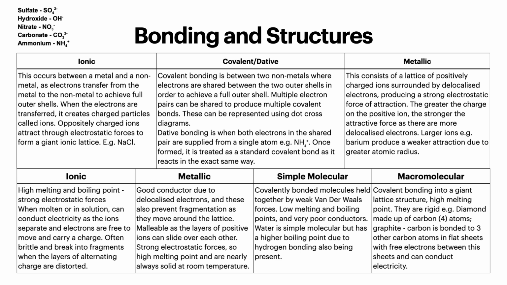Then we've got metallic structures, so these are a good conductor due to delocalized electrons, and these also prevent fragmentation as they move around the lattice. Malleable, these substances are quite malleable as the layers of positive ions can slide over each other, but there are strong electrostatic forces, so high melting point, and are nearly always solid at room temperature.